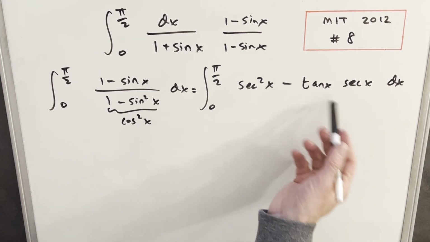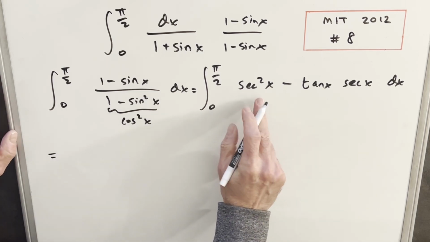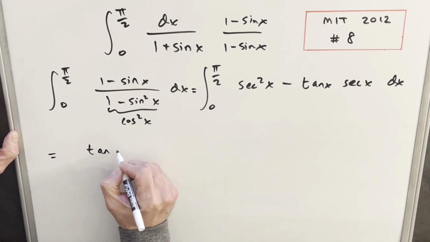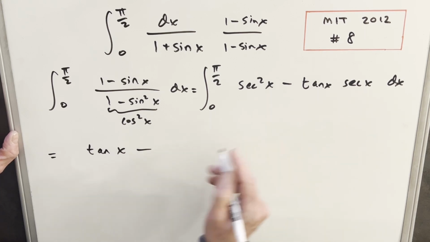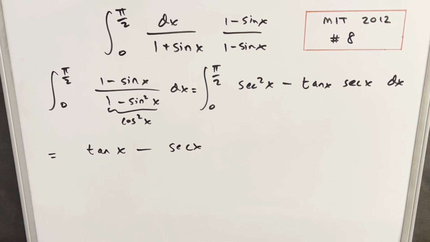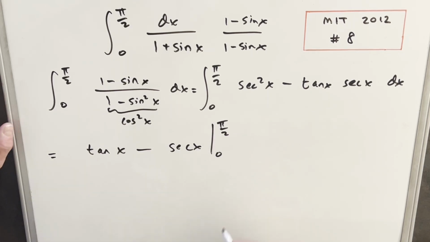And the good thing about that is each of these are well-known common integrals, so we can just integrate real quick. Integral of secant squared x is going to be just tan x. Integral of tan times secant is just going to be secant x. So we have a very quick and easy integral evaluated from 0 to pi over 2.